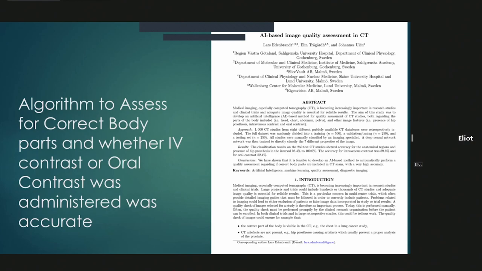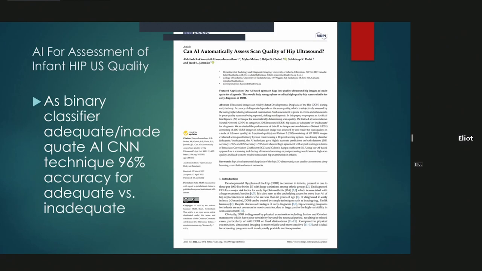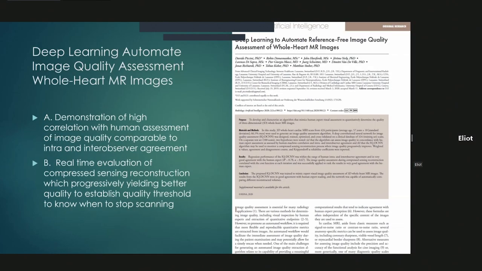Here's a paper that was written looking at AI-based quality assessment in CT to analyze whether or not the correct body parts were included on the study and whether IV contrast or oral contrast was administered automatically. Here's AI for the assessment of infant hip ultrasound quality, and here's deep learning for assessment of whole heart MR images to try and create a metric for quality of MR images of the heart.